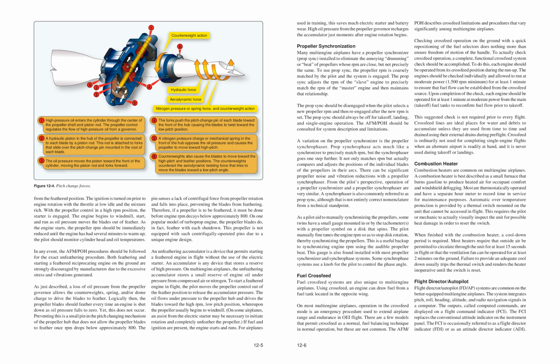High pressure oil enters the cylinder through the center of the propeller shaft and piston rod. The propeller control regulates the flow of high pressure oil from a governor. A hydraulic piston in the hub of the propeller is connected to each blade by a piston rod. This rod is attached to forks that slide over the pitch change pin mounted in the root of each blade. The oil pressure moves the piston toward the front of the cylinder, moving the piston rod and forks forward. Figure 12.4. Pitch change forces.